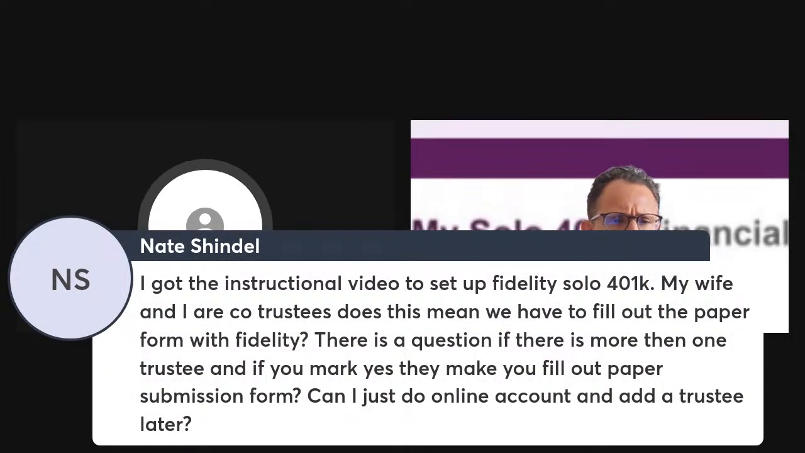Here's a question from Nate. I got an instructional video to set up Fidelity Solo 401k. My wife and I are co-trustees. Does this mean we have to fill out the paper form with Fidelity? There's a question if there's more than one trustee, and if you mark yes, then you have to fill out a paper submission form. Can I just do online and add out a trustee later?